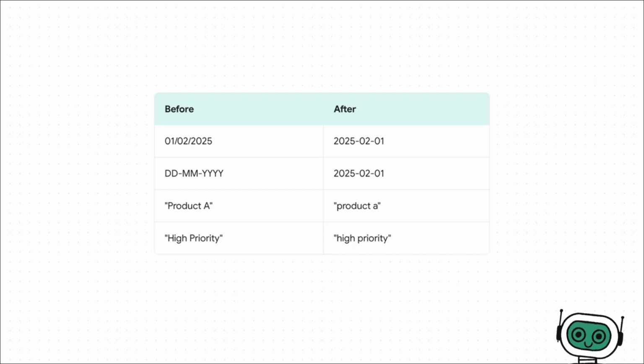Same with Product A in title case versus all lowercase. The treatment here is standardization. You pick one single format and you convert everything to match it. It's simple, but it's absolutely crucial for accurate counting and grouping.